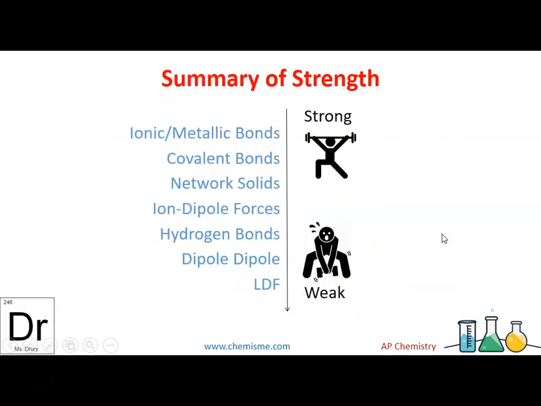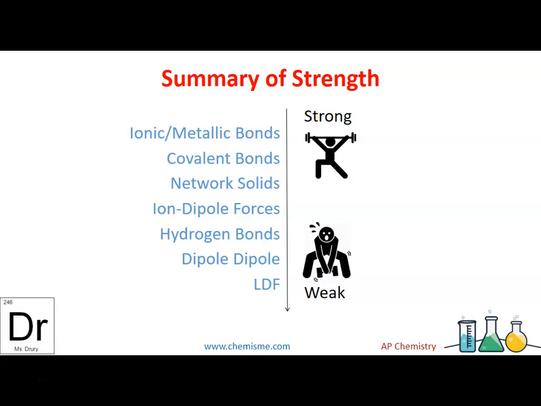So a summary of strength from strong to weak, we have the ionic and metallic bonds, then covalent bonds. There's wiggle room here. If there's enough bonds, the covalent bonds might be stronger than the ionic and metallic. But if we're going one for one, an ionic bond is probably stronger than one covalent bond. Those are both stronger than the network solids for sure. And one network solid bond would be stronger than one ion-dipole force.